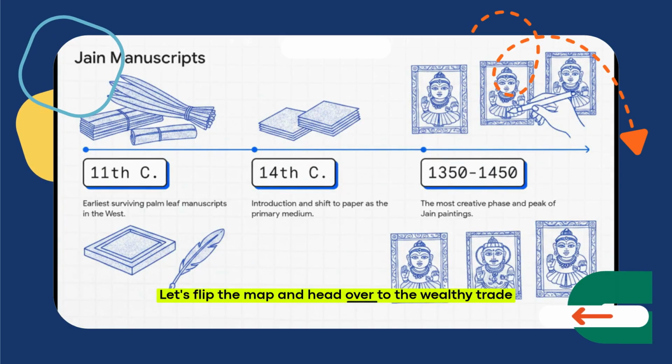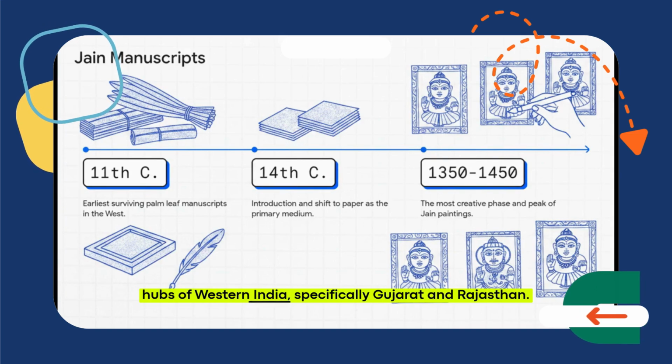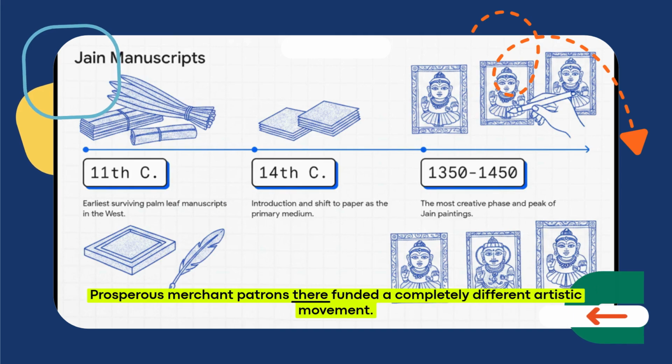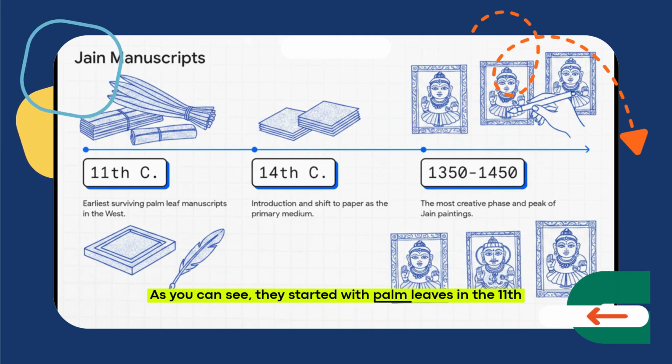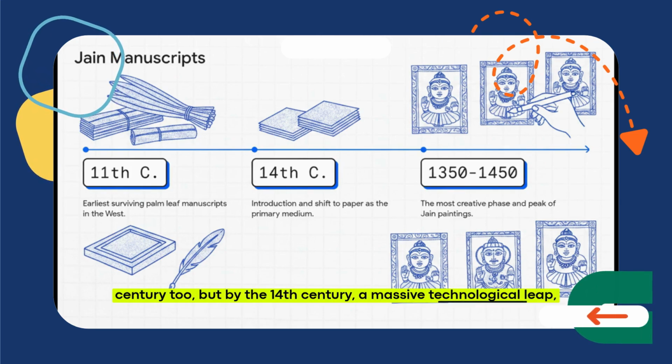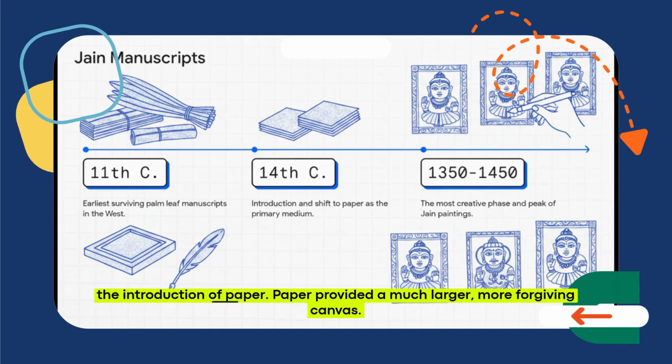Let's flip the map and head over to the wealthy trade hubs of Western India, specifically Gujarat and Rajasthan. Prosperous merchant patrons there funded a completely different artistic movement. As you can see, they started with palm leaves in the 11th century too, but by the 14th century, a massive technological leap, the introduction of paper.